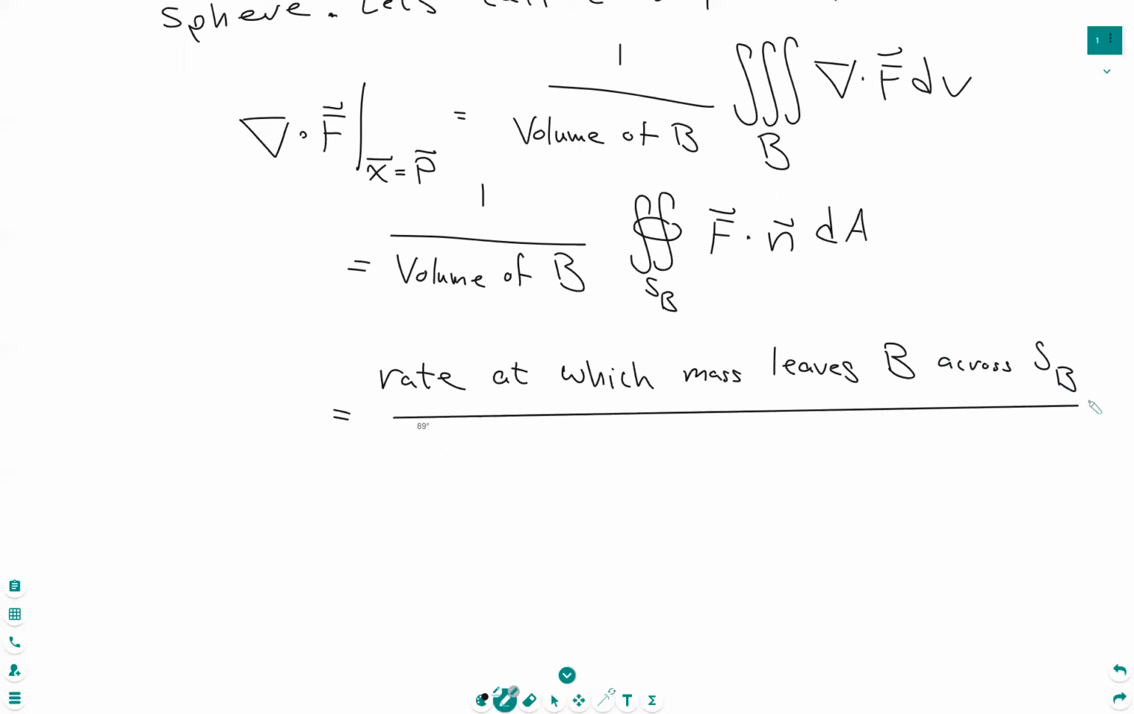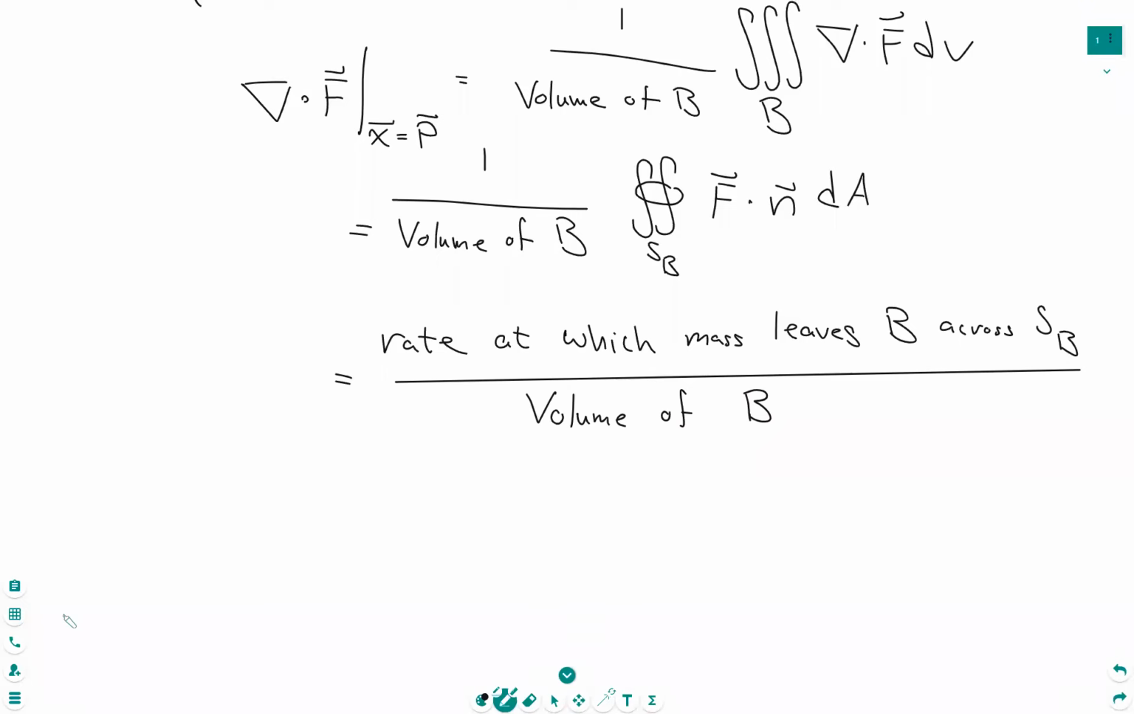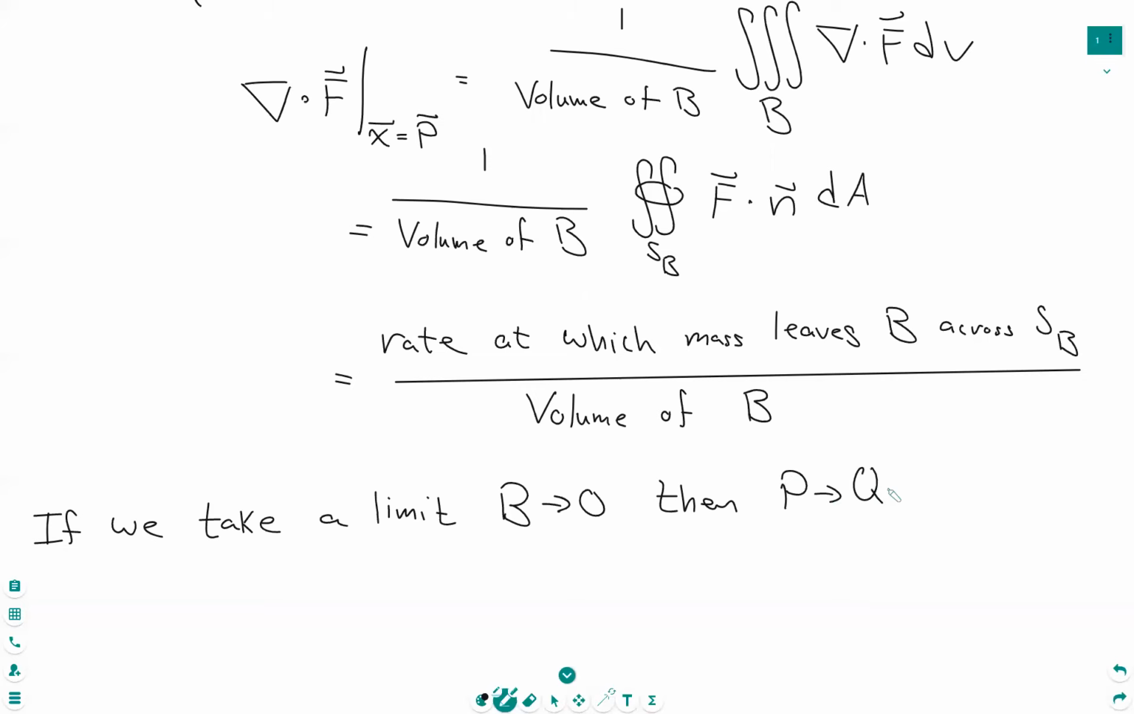So that's what this numerator means. The denominator is still the volume of B. If we take a limit that the radius of B goes to 0, then the point P slowly becomes the center of the sphere.